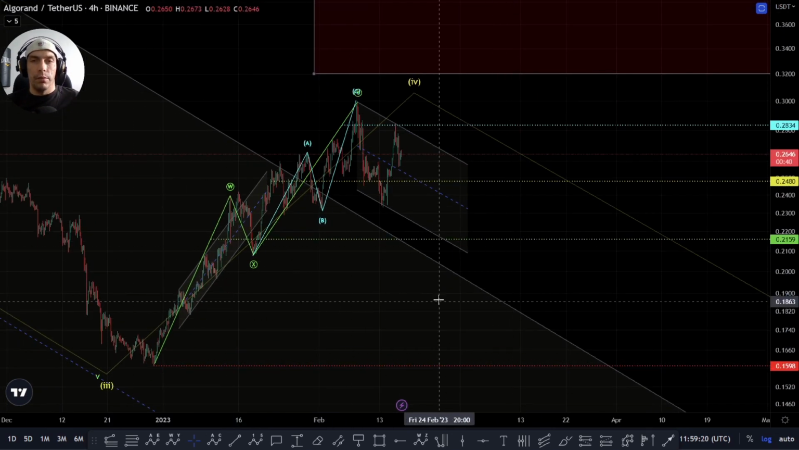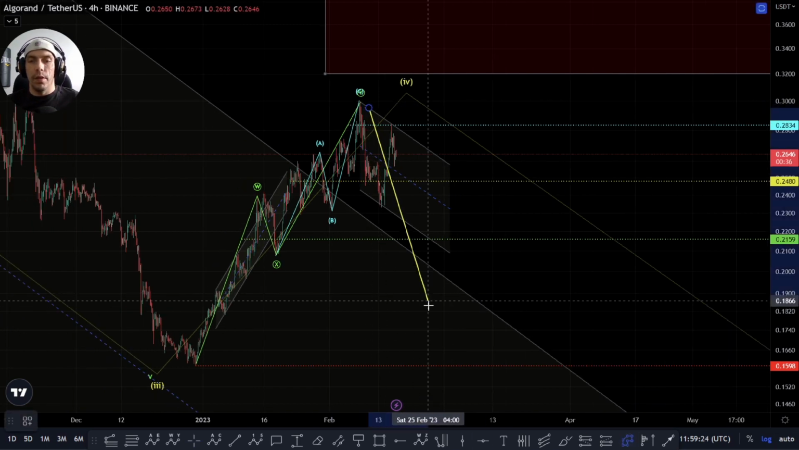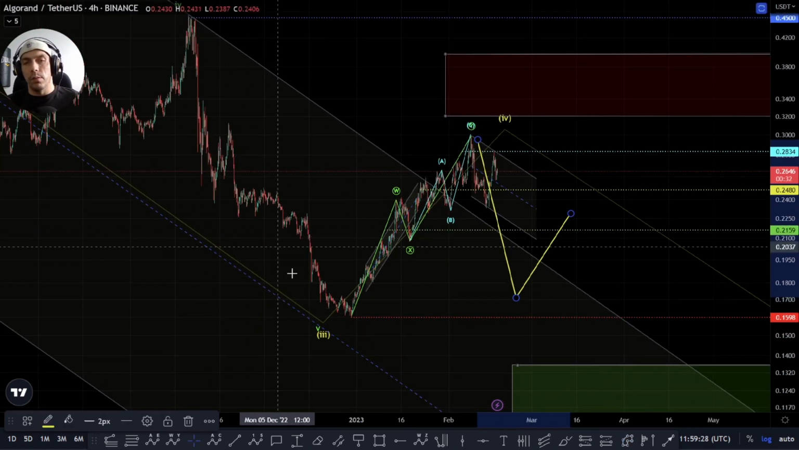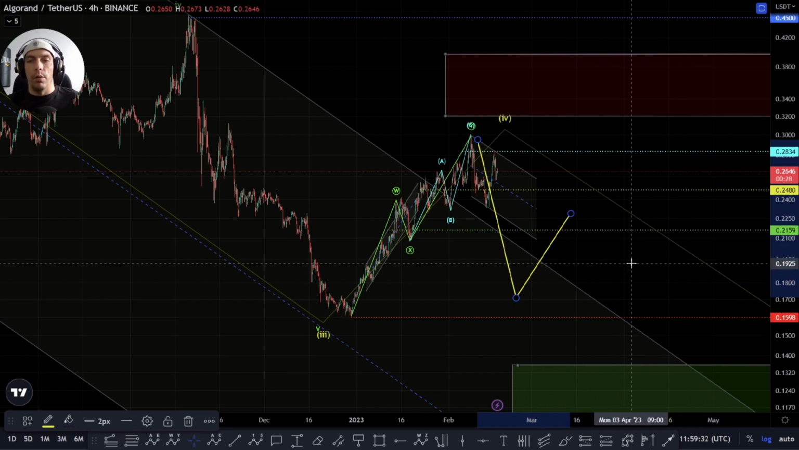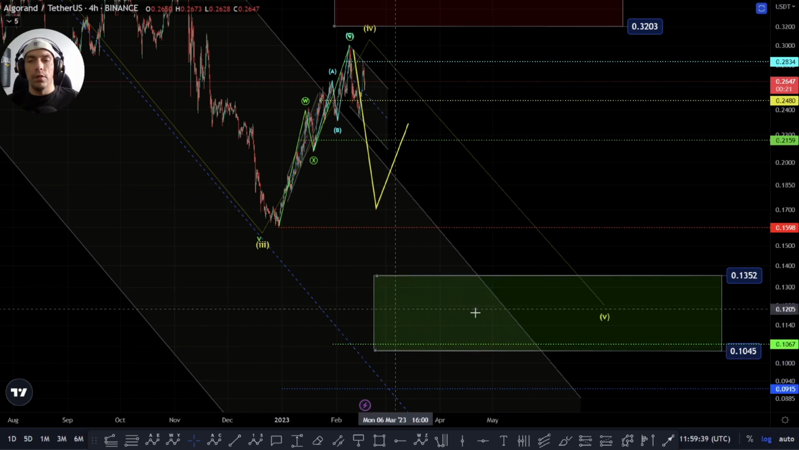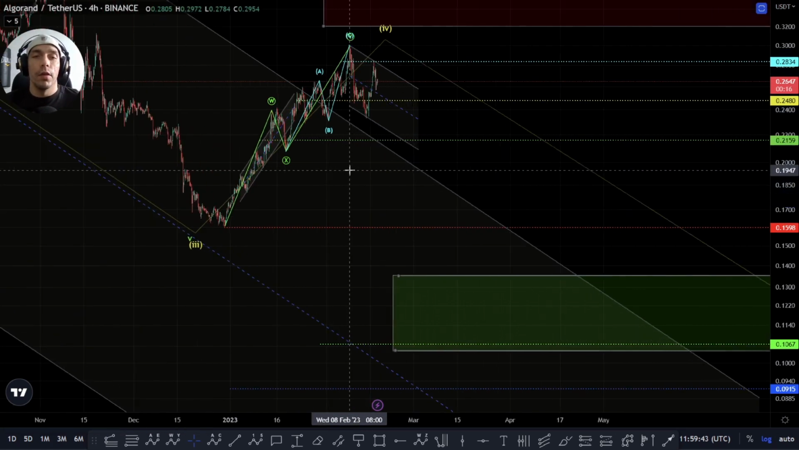If we do break down from here, it'll be important to see how this reacts. If we start to break down in 3-wave structure, then potentially we can start looking at the fact that this could be developing into an ending diagonal where we actually just grind down lower. The zone we're looking for 5th wave would be potentially this 13.52 to this 10.45. So, this is still on the cards until we actually develop some alternate structure, which suggests otherwise.